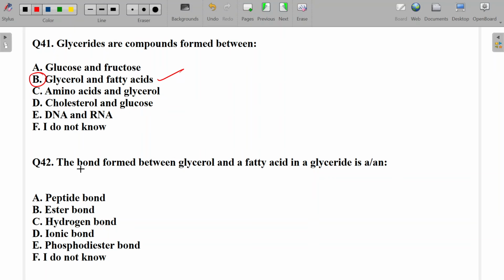So question 42. The bond between glycerol and the fatty acid in a glyceride is a, A, peptide bond, B, ester bond, C, hydrogen bond, D, ionic bond, E, phosphodiester bond, F, I do not know. Ester bond. Yes, it is an ester bond that forms between them.